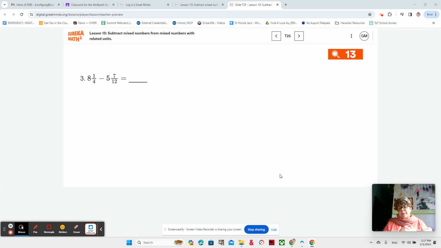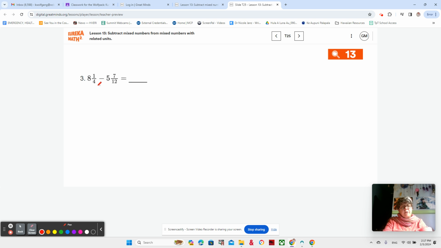The reason that we're talking about different methods in the book is because, as always, we're growing our brains, growing our dendrites, and understanding numbers in different ways. Okay, so let's just start with this one, 8 1/4 minus 5 7/12.